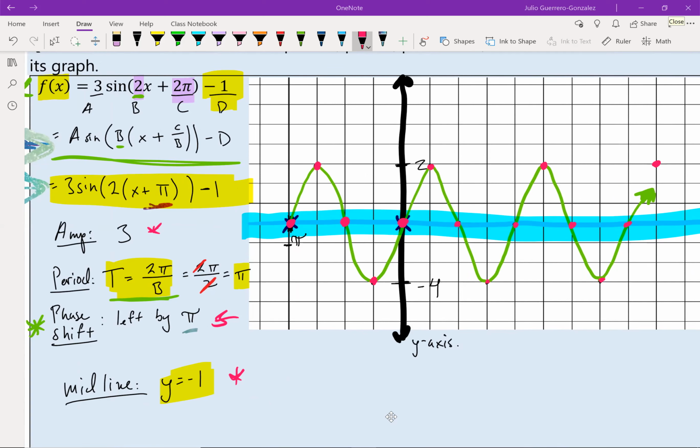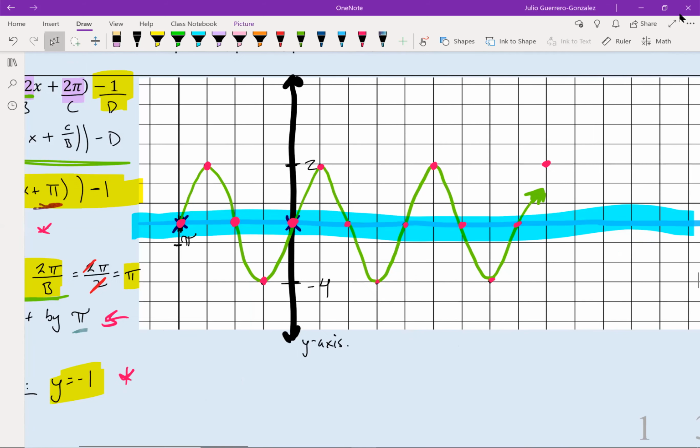So what points are on the x-axis? That's what I'm having trouble understanding. Okay. I see the issue that people are having. If my thing decides to work.